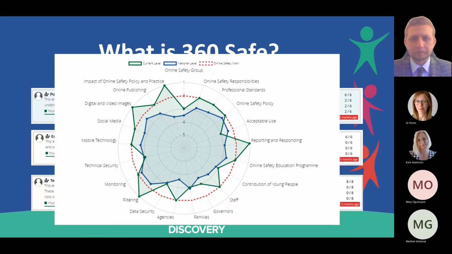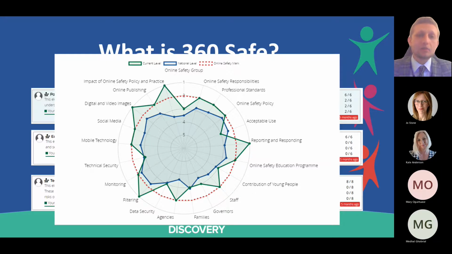When you log in, you'll see the self-review tool consists of three main categories. The first one is policy and leadership, which focuses on how clear the vision and the strategy for online safety is. This is the section that your DSL, head teacher and SLT will be part of. It looks at the policy. It looks at who is responsible for online safety throughout your school.